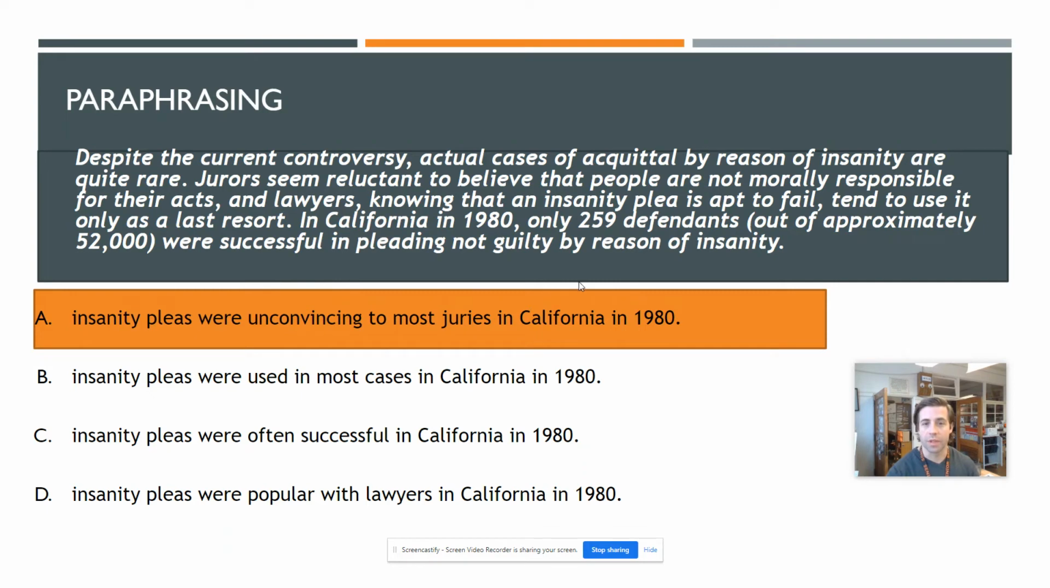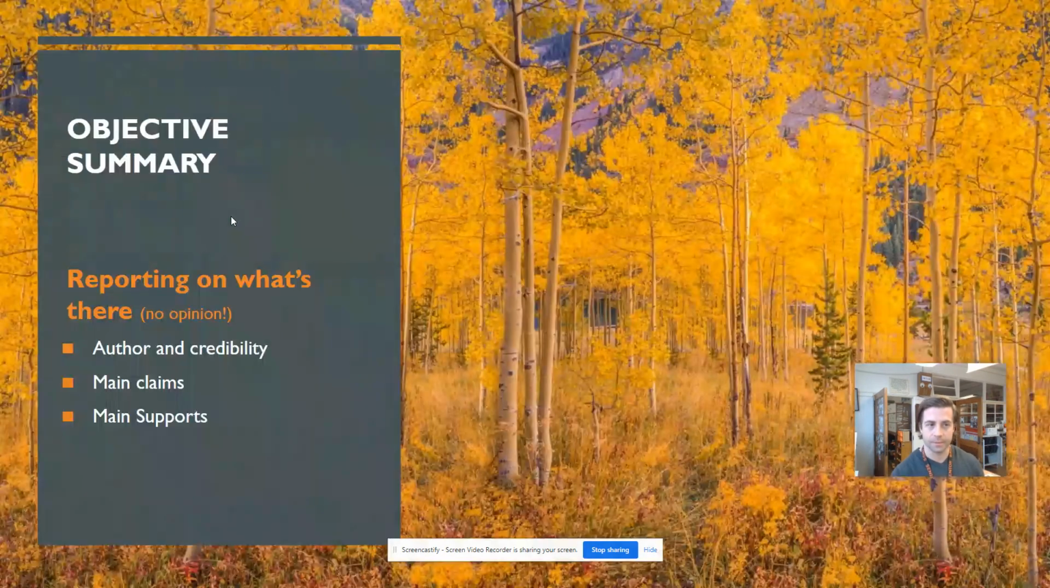It's A. It's most unconvincing to most juries. So jurors seem reluctant to believe that people are not morally responsible for their acts, right? So even in these insanity pleas, juries don't really believe it. That's what the author is trying to convey with the main idea of this.